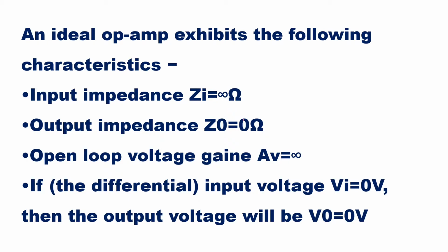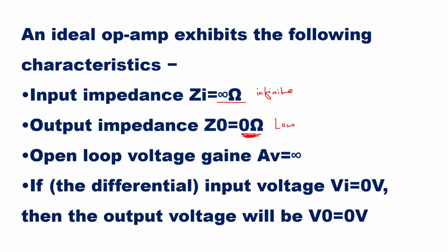The first one is input impedance Zi. Input impedance Zi will be of infinite value, ideally infinite, very high input impedance, so that no current flows. There might be some leakage current practically, but ideally no current flows. Now ideally, output impedance Z0 should be 0 ohms. It will be very low practically, but it should be 0 ohms ideally.